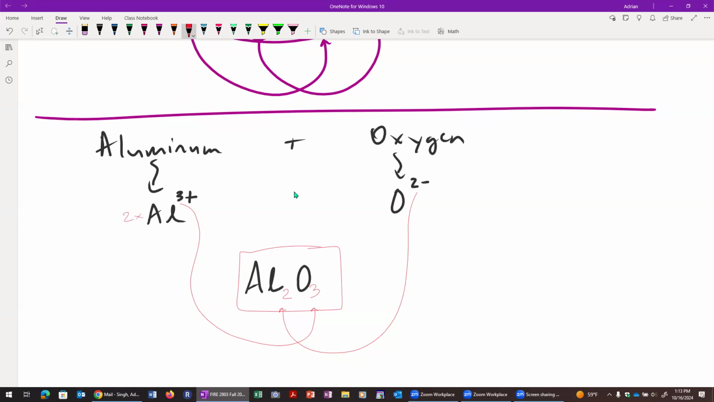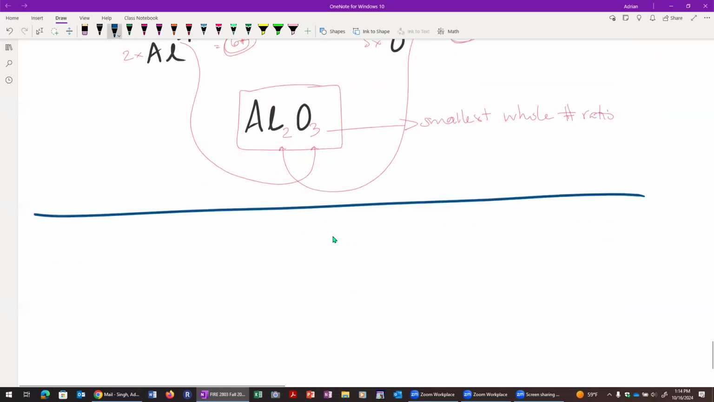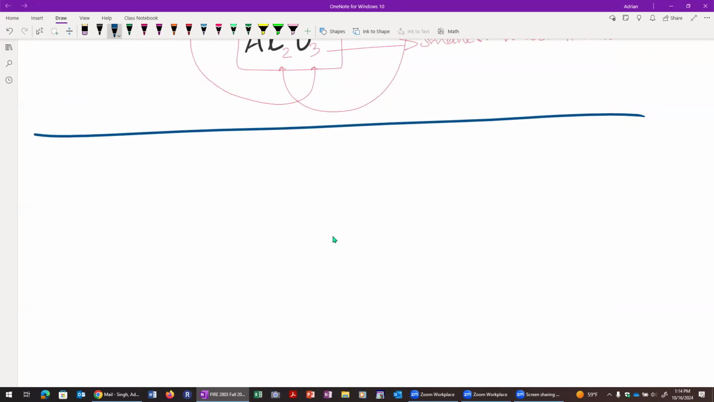You can confirm that. If I have 2 aluminums, 2 times 3 plus gives me 6 plus total positive charge. And if I have 3 oxygens, 3 times 2 minus gives me 6 minus. Okay, they are going to cancel out. So this is the smallest, or the simplest whole number ratio is what we're looking at here. All right, and we'll take a specific look at why we need this whole number ratio in a second. So let's do another one with the smallest whole number ratio.